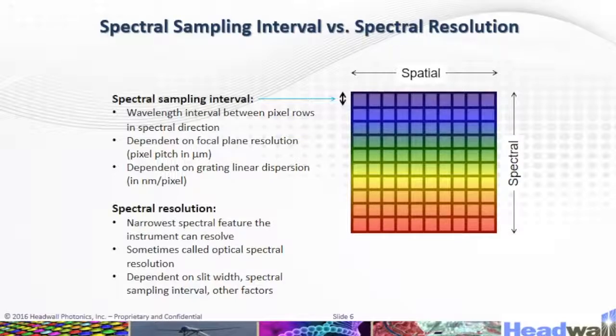Here we have the spectral sampling interval versus the spectral resolution. The SSI parameter is related to geometric spacing, dispersion, etc. Optical spectral resolution is usually broader than SSI. For example, with a 20 micrometer slit and 6.5 micrometer pixel pitch, the slit is approximately 3 pixels wide. The spectral resolution is 3 times SSI plus a little more because of other factors.